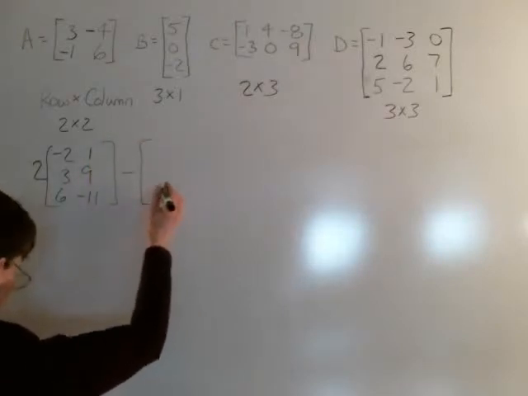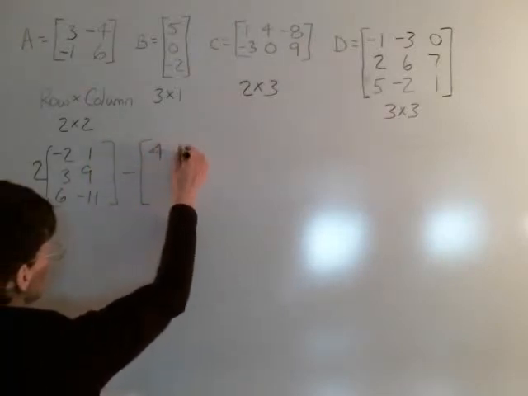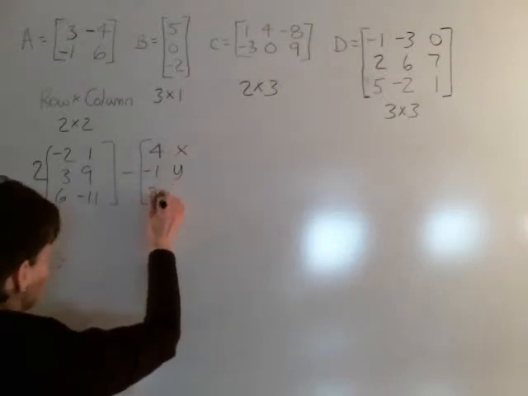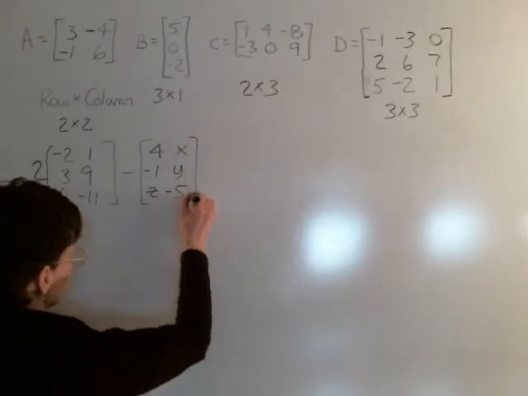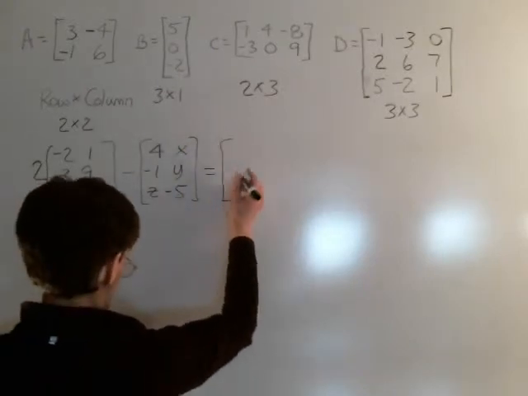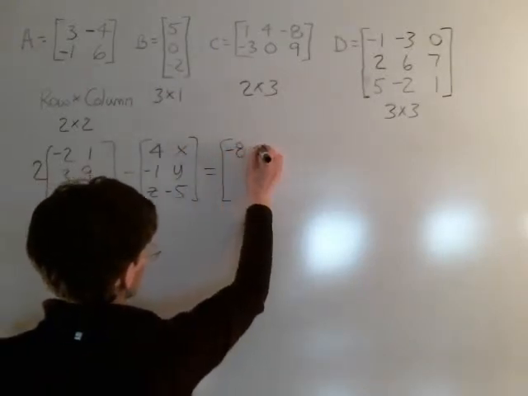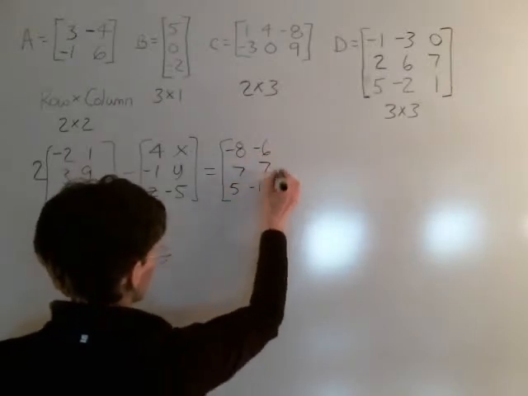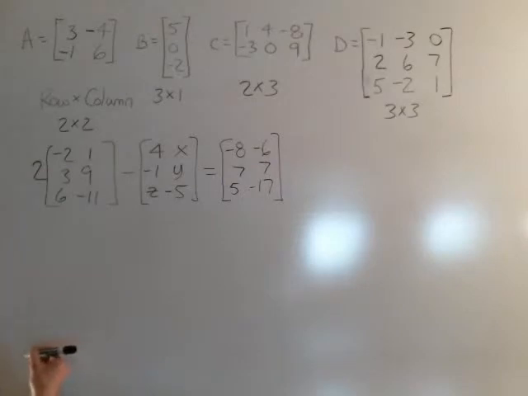minus the matrix 4, x, -1, y, z, -5, and that equals -8, -6, 7, 7, 5, -17. All right, and when I look at this matrix equation, I've got a scalar, I've got a minus. I'm going to work with that first.